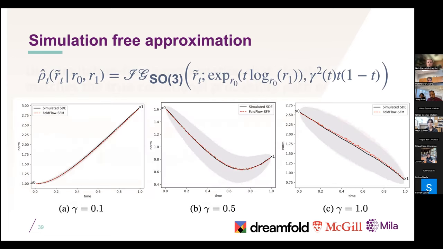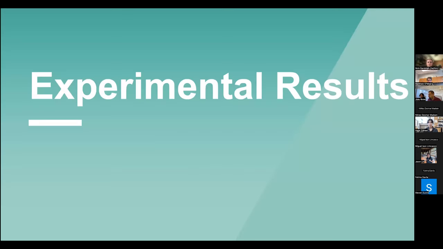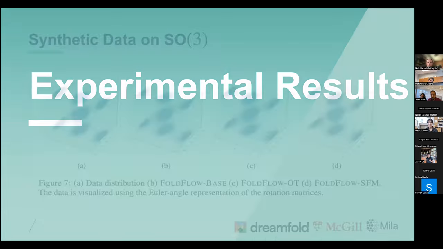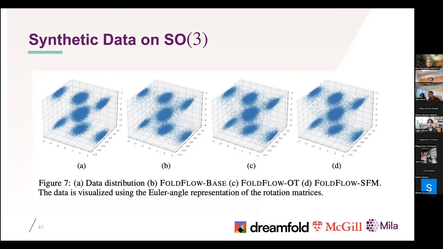Okay. So combining all these three things together, that gives us our full flow SFM. Now we can actually apply this to more important, real protein problems. But before we do that, we want to build intuition for how these actually look for toy tasks. So in this case, what we first tried was this toy multimodal distribution on SO3. This is simply a mixture of Gaussians, and we're visualizing using the Euler angle format.